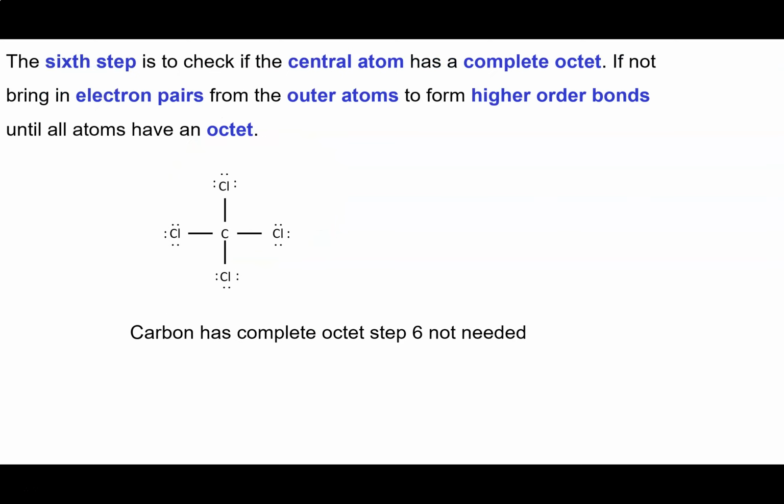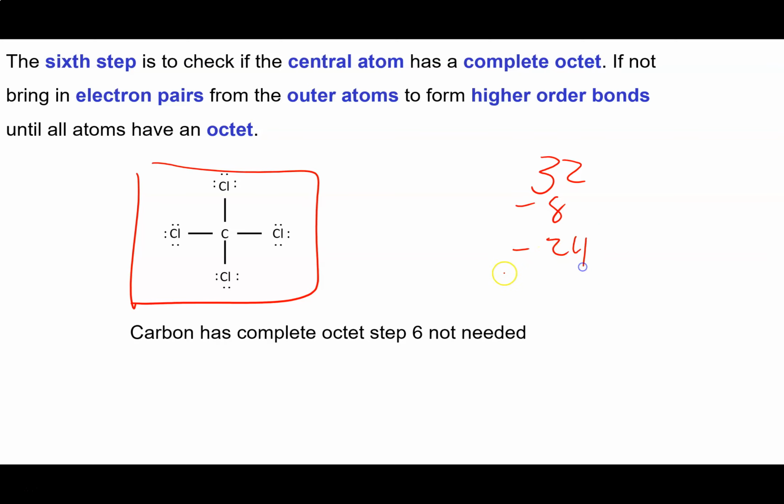And then the very final step is to check. Once I've got down to 0 electrons, so I went 32 minus 8, and then another 24, gave me 0 electrons, everything has been placed. I have to check my central atom and see if it's got an octet. If it doesn't have an octet, I'm going to bring in some of my non-bonding electrons and make them bonding electrons.